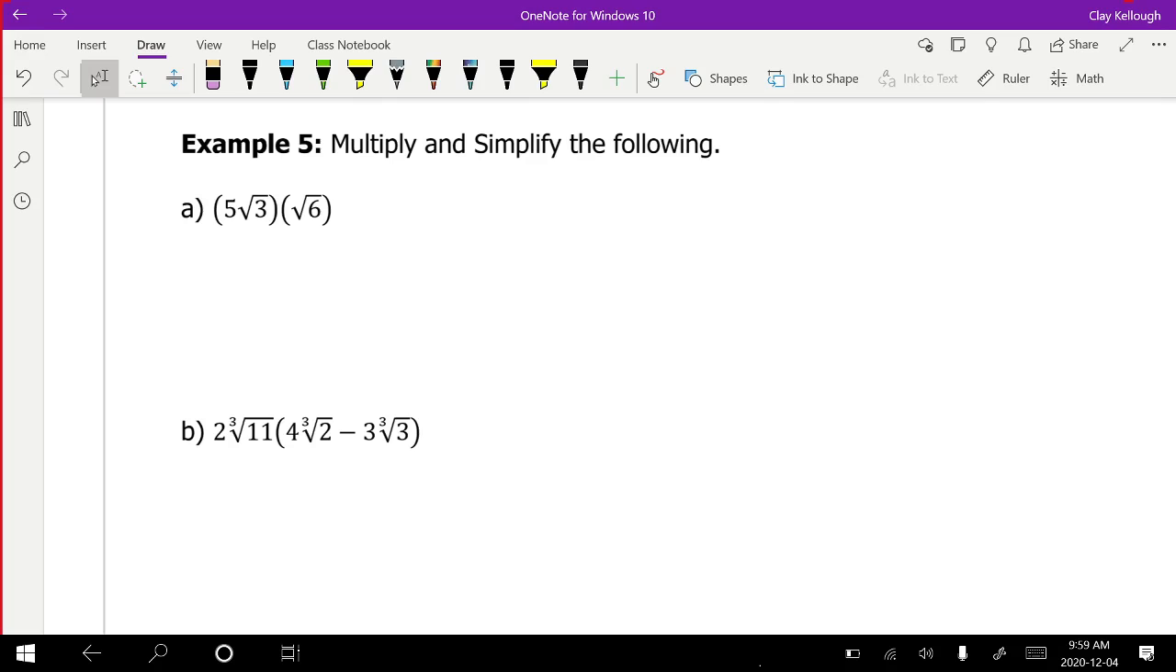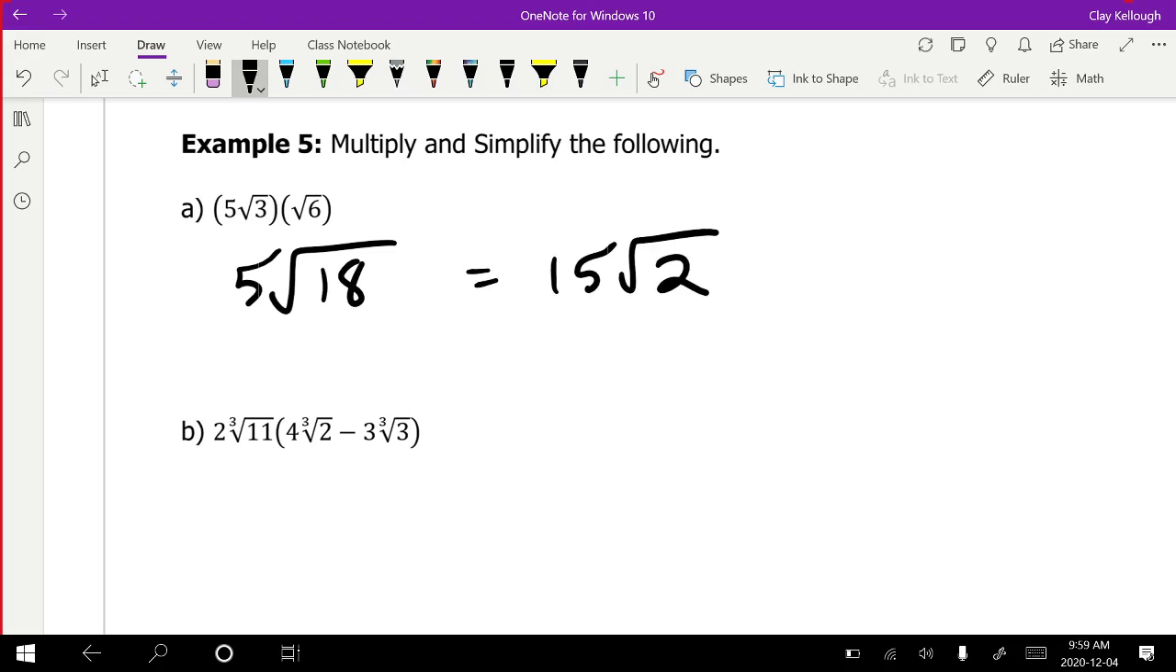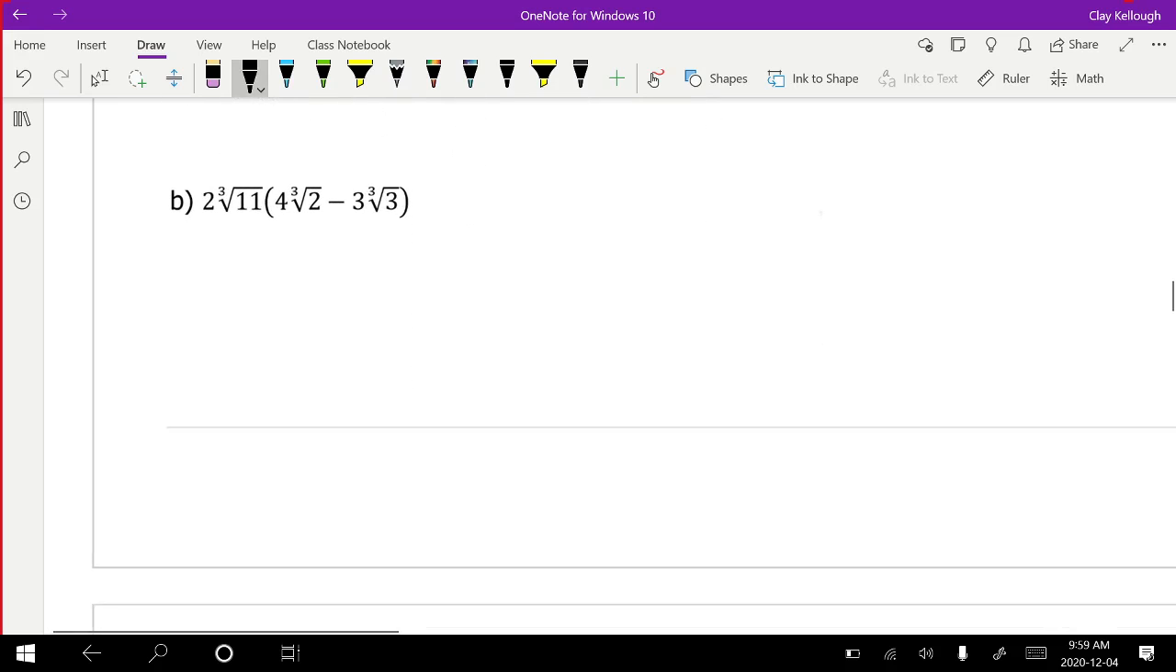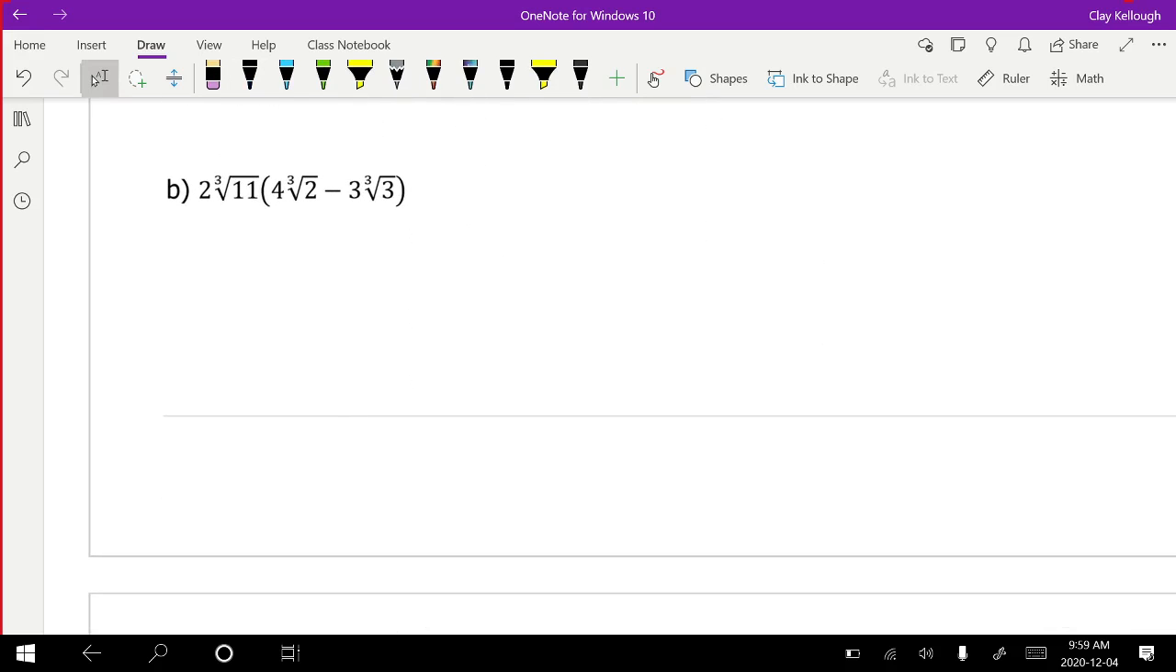All right, let's try another one like that. Multiply and simplify the following. Well, right now, that doesn't simplify. There's no perfect squares in 3. There's no perfect squares in 6. But notice that 6 has a 3 in it. So when I multiply it, those 3's together make a 9 factor, and the 9 factor comes out. So you get 15 root 2. Yes, if you left an answer as 5 root 18 instead of 15 root 2, you lose marks because it's not simplified.